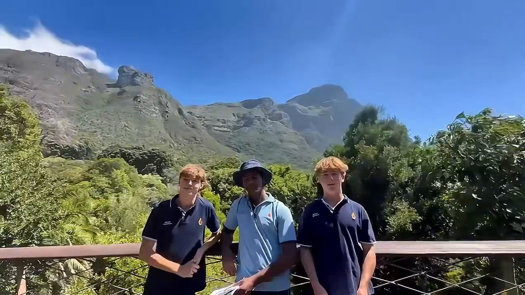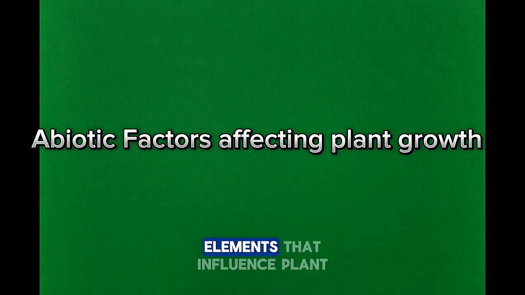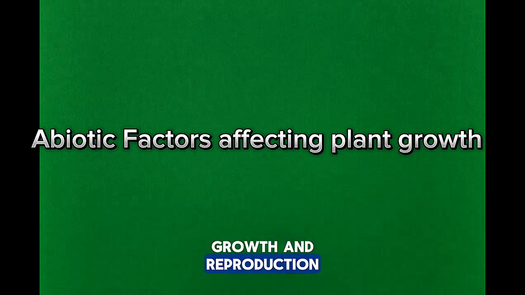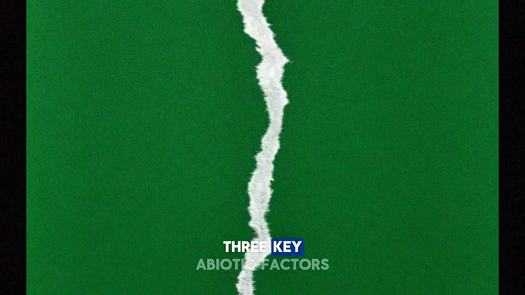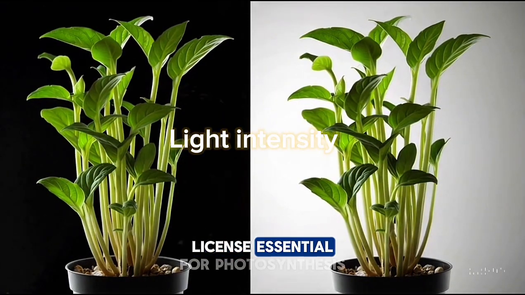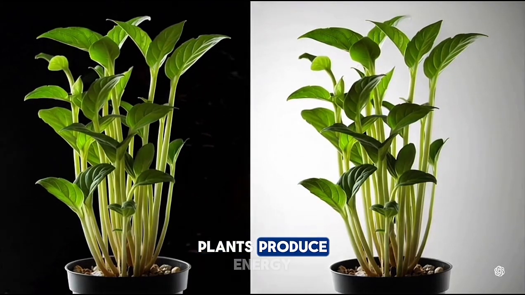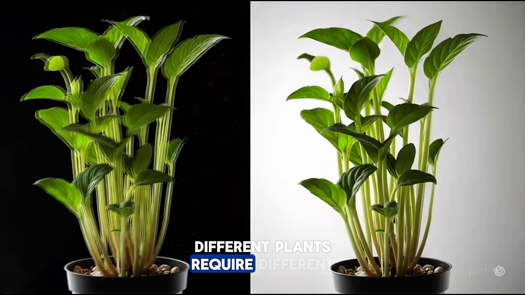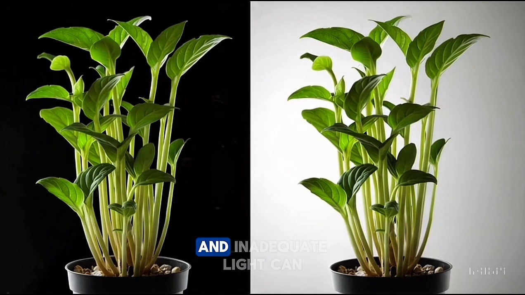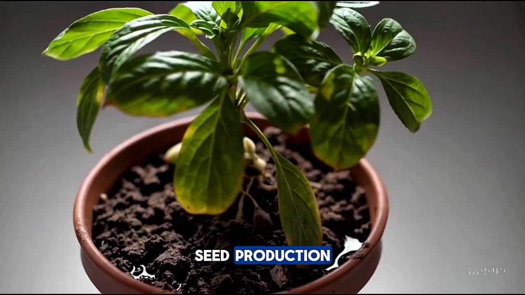Hope you enjoy. Abiotic factors are non-living environmental elements that influence plant growth and reproduction. Three key abiotic factors include light intensity. Light is essential for photosynthesis, the process by which plants produce energy. Different plants require different light levels, and inadequate light can slow growth and affect flowering and seed production.